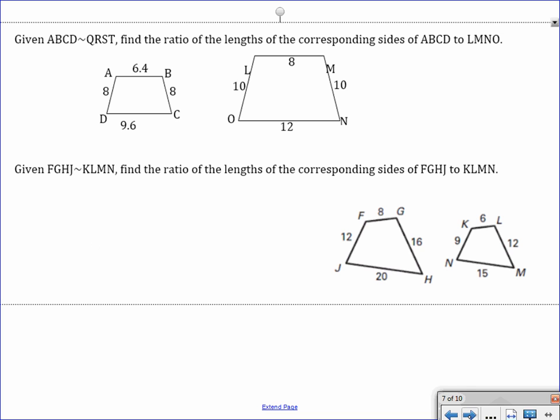Now when we put numbers with this, if we are given that ABCD is similar to QRST, those are not the right letters. Okay, let's change those. Make this a Q, R, S, and T. Find the ratio of the length of the corresponding sides from ABCD to QRST.